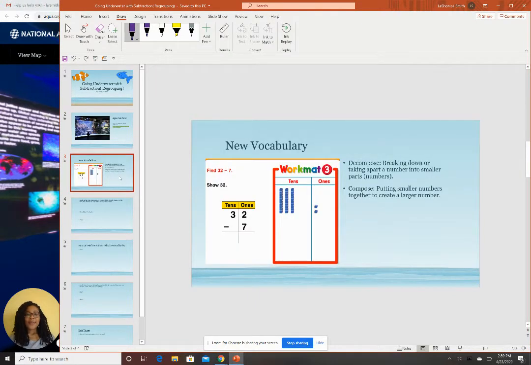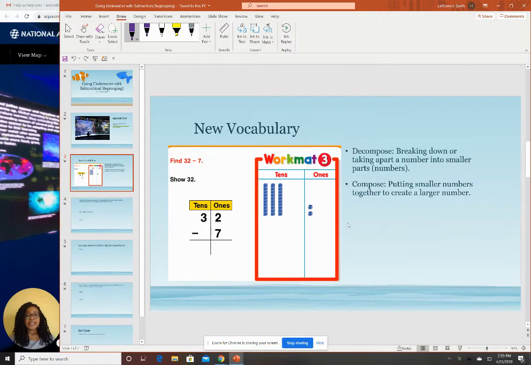So some new vocabulary that we're going to cover during our lesson is decompose and compose. What do those mean, Miss Smith? Well, I'm going to tell you. So decompose is when you break down or take apart a number into smaller parts or numbers. So we do a lot of decomposing when we are working on regrouping.